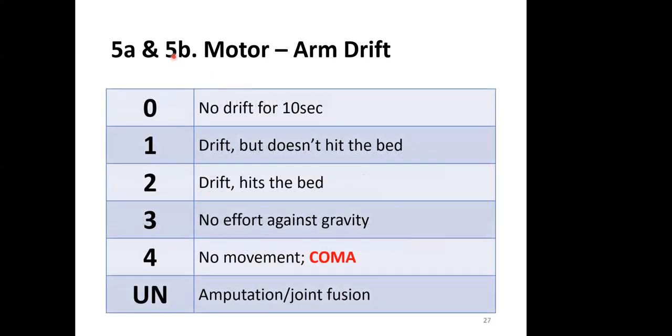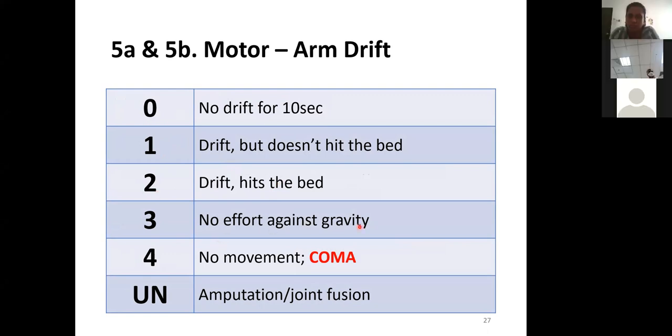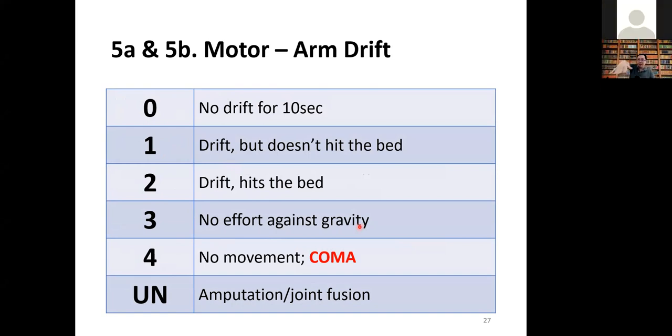So for motor, you have a total of 4. If there's no drift for 10 seconds, then you score 0. Drift but doesn't hit the bed, you score 1. Drift and hit the bed, you score 2. No effort against gravity, meaning it can't lift up the hand, but it can have some horizontal movement on the bed itself, then you score a 3. No movement at all, or the patient is comatose, then you score 4.